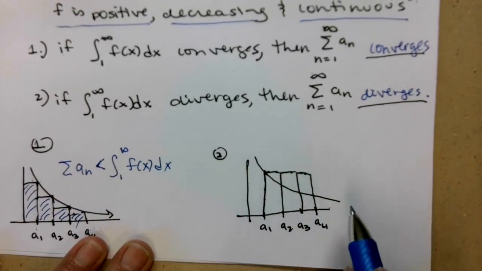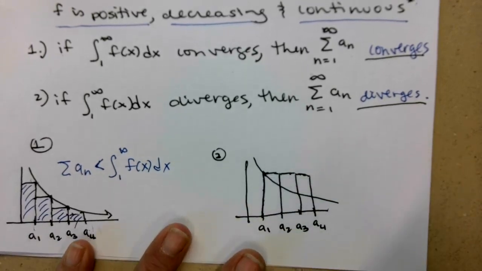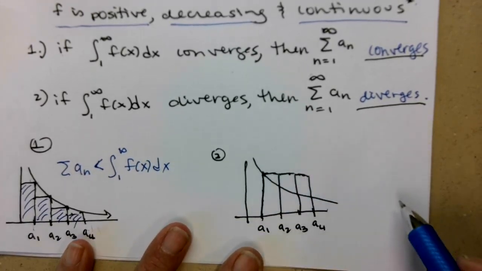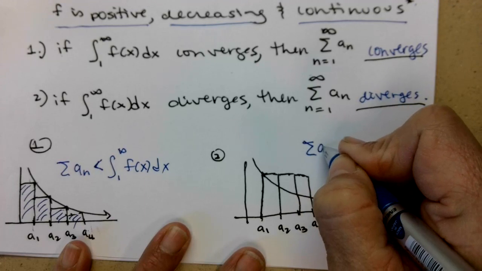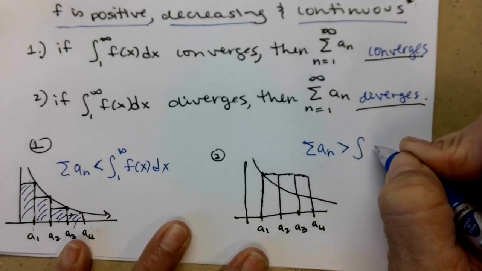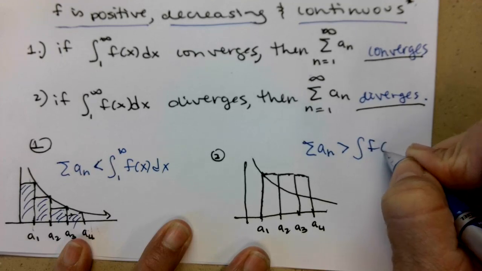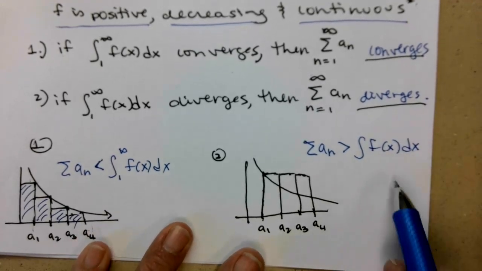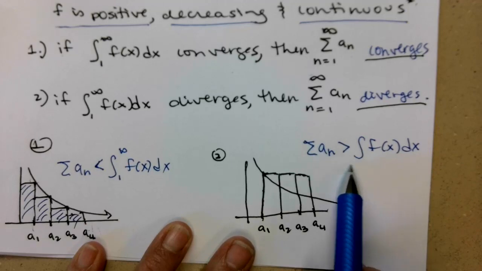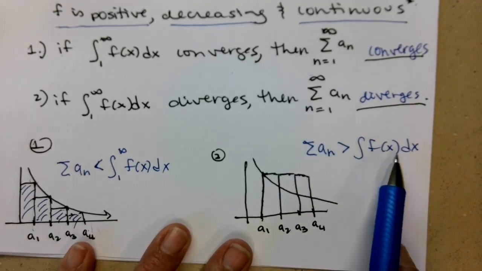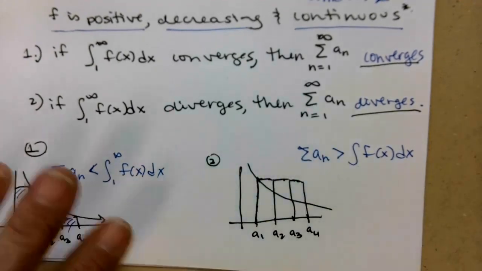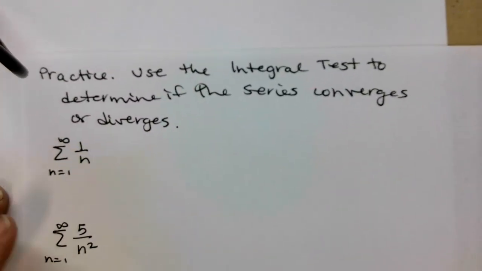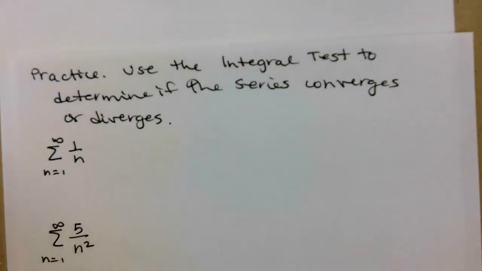The second example, if your rectangles are bigger, I'm overestimating, and so the area of my rectangles is going to be greater than the area under the curve. And so if the area under the curve does not converge, and I'm adding up things that are always bigger than that, then the sum of the series would also not converge, it would diverge. So let's do a couple examples with the integral test, and we'll do a quick little divergence test as we go, just to make sure it's worth doing the integral test.